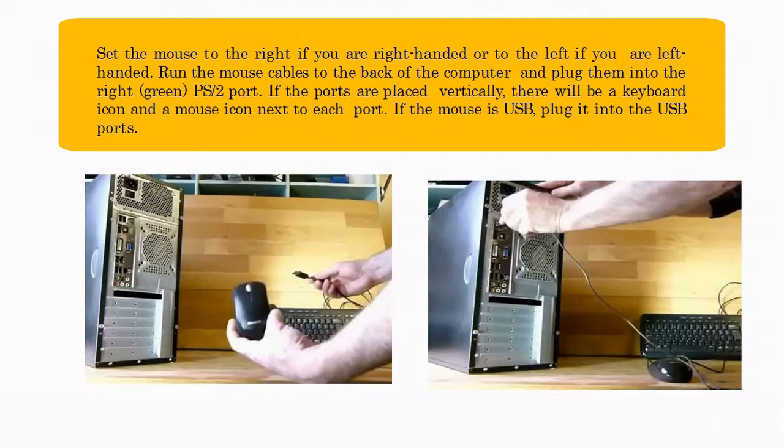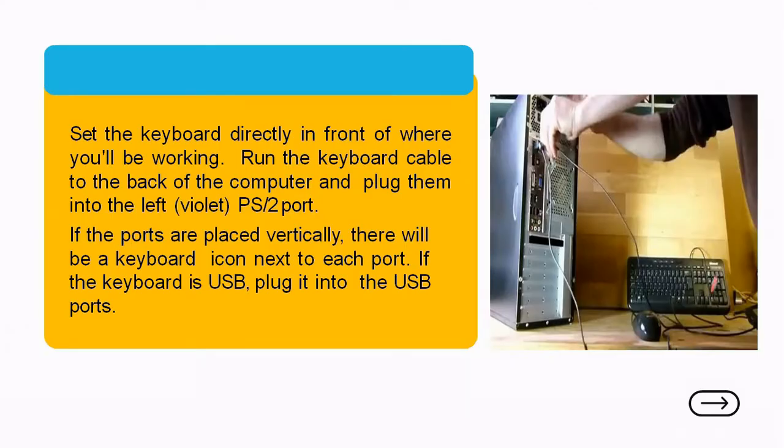How can you connect a keyboard with the processing unit? Set the keyboard directly in front of where you will be working. Run the keyboard cable to the back of the computer and plug it into the left PS2 port.